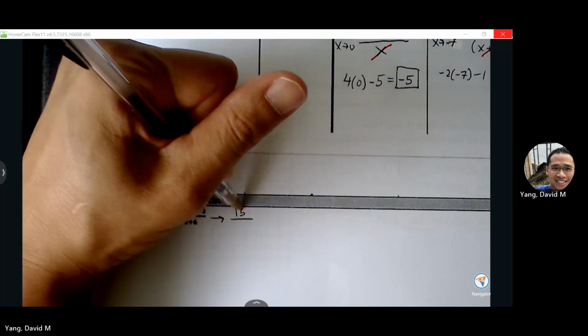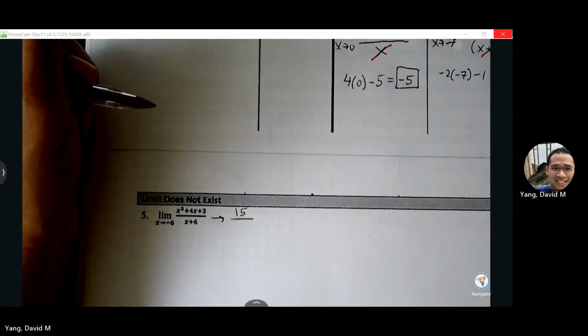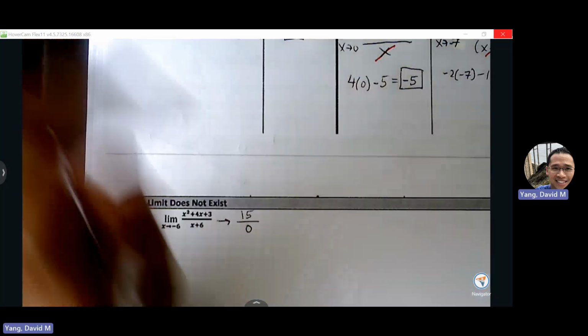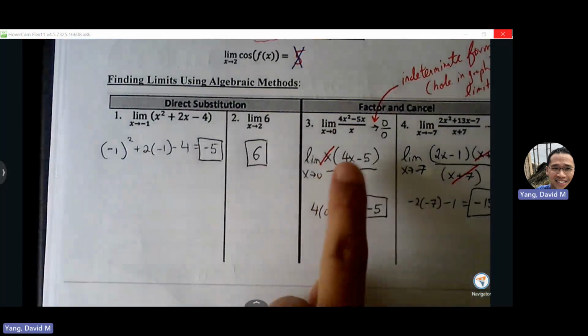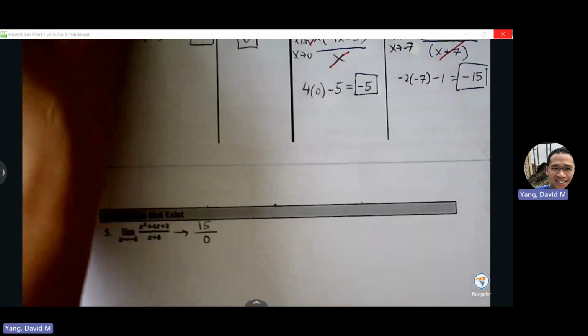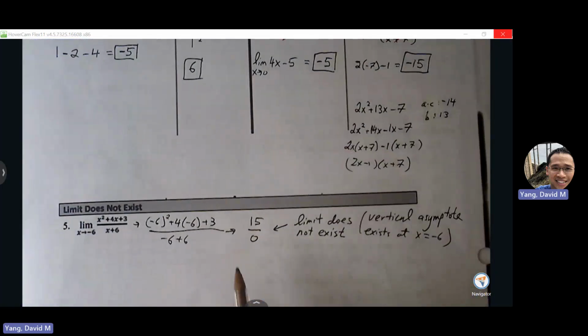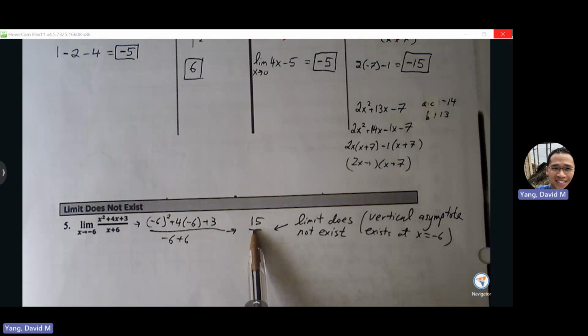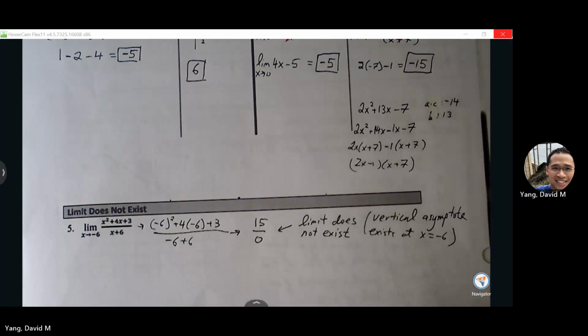Okay, 15. But denominator, I get 0. So I want us to understand something. This 15/0 is different than 0/0. And that 15/0, it's indicating to us that the limit does not exist, because this indicates that there is a vertical asymptote happening here. So if you can visualize it as a vertical asymptote, you know that the limit doesn't exist, because the graph is not going to approach the same real number y value from both sides of the target.